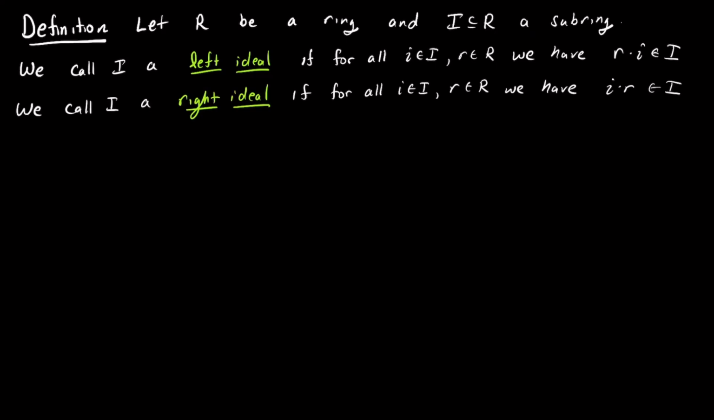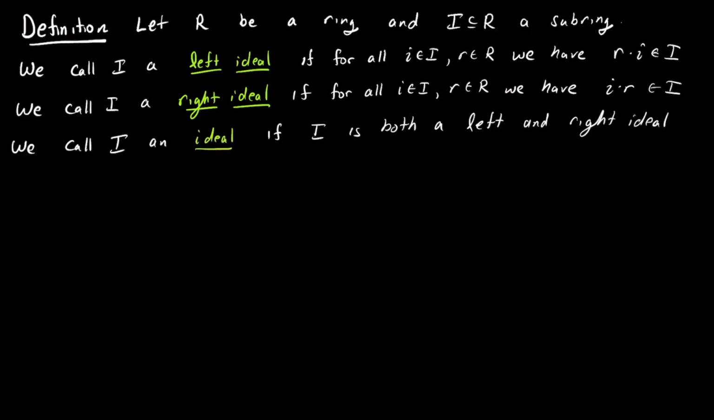Similarly, we can define a right ideal. A right ideal has the same property, but now if I take an element of I and multiply it on the right side by an element of R, the product ends up inside of I. So right multiplication by elements of R gets absorbed into my ideal. And finally, we'll call I an ideal if I is both a left and a right ideal. So if it absorbs elements of R on both sides.